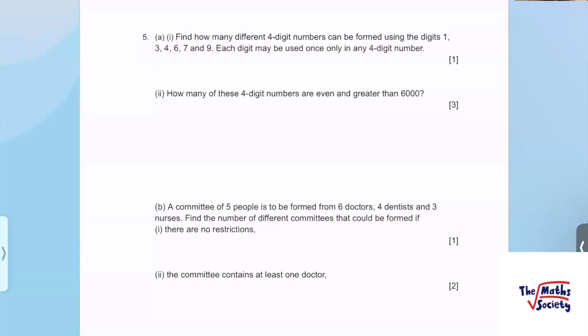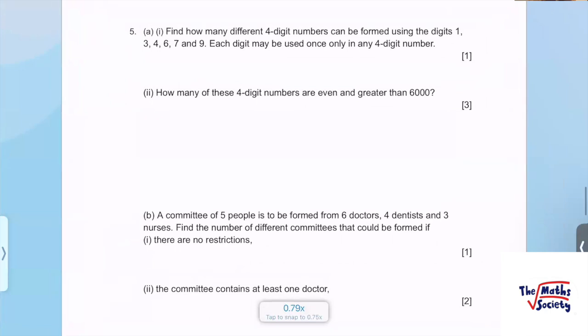Okay, moving on to question 5. It says how many different 4-digit numbers can be formed using digits 1, 3, 4, 6, 7, and 9. So you have a total of 6 digits. Each can be used once only, but there's no restriction. So you can have 6P4, and that's going to equal 360.